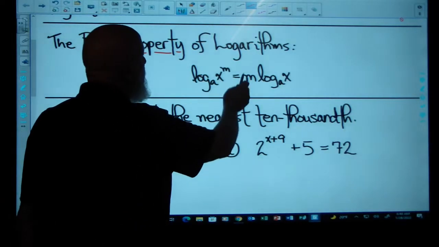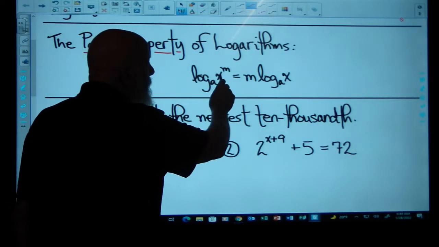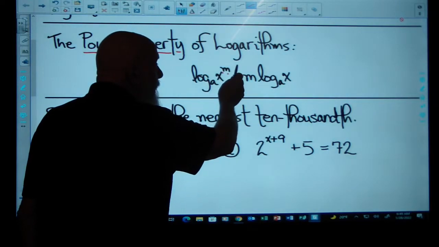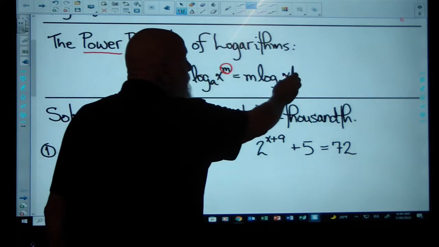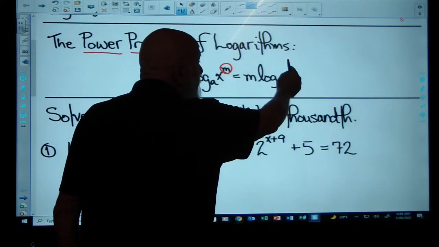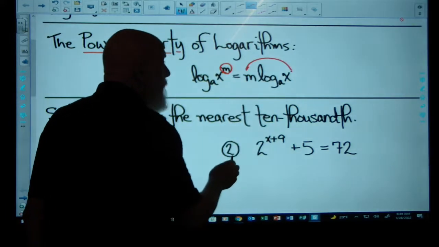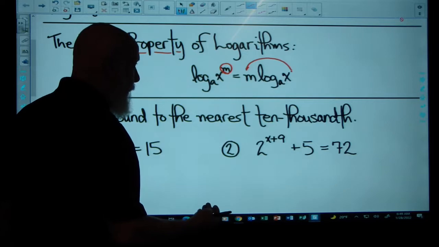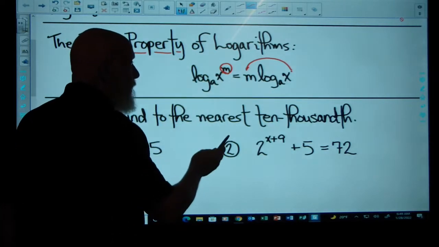The power property of logarithms says that if you're taking the log of something, and that thing is being raised to some power, in this case m, we can rewrite this logarithm by moving the power from where it was to a position of a coefficient. It gets physically larger when you do that, and these two expressions have the same value. That's the power property. We can take this power and make it a coefficient.